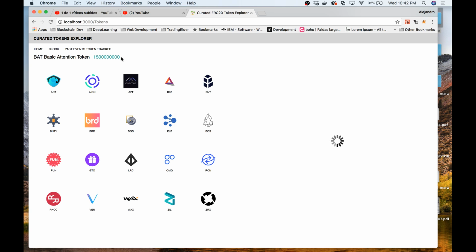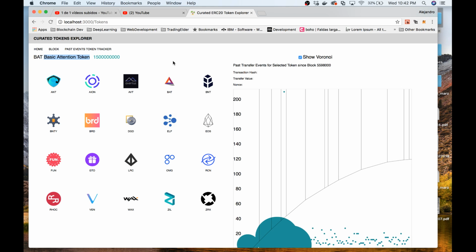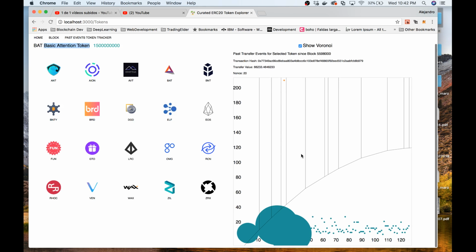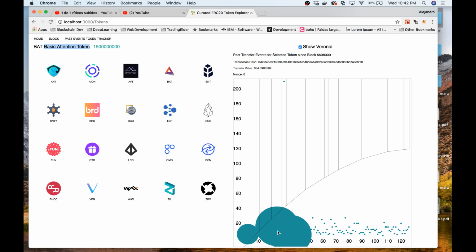We're getting the symbol and the name of the token using Web3. And in this particular chart, we can see the transfer events that happened for that token. To not confuse, we're not talking about transactions per se, but about the transfer events. So this is basically historical data.